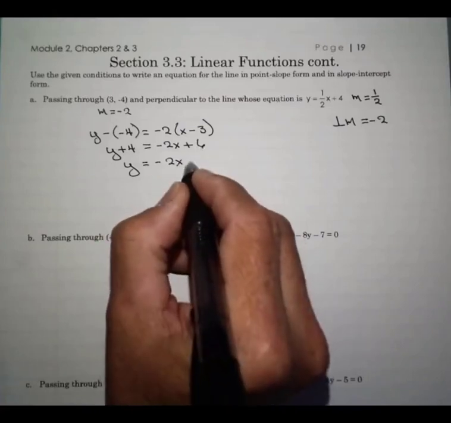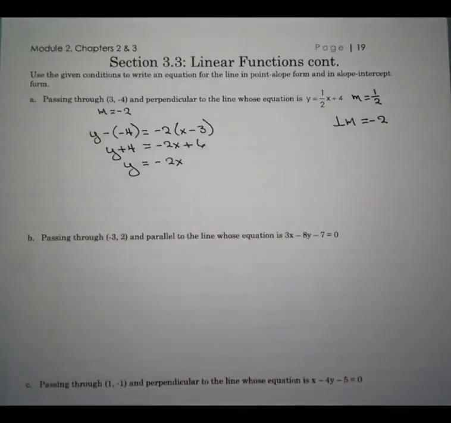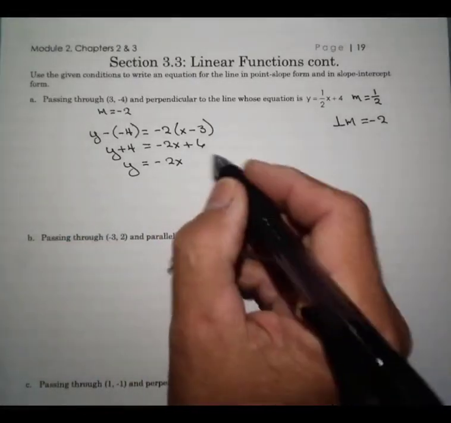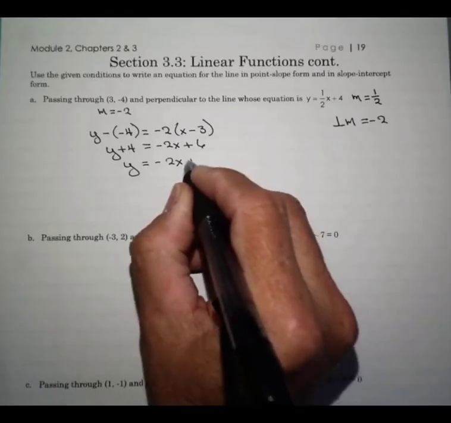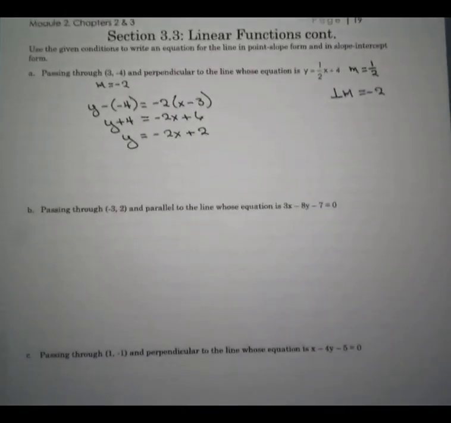And 6 minus 4 is, of course, going to give us a positive 2. So there should be my linear equation for this particular point and slope. What else did they give us for B?